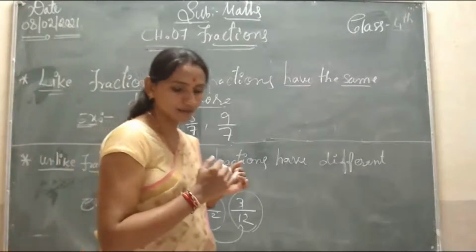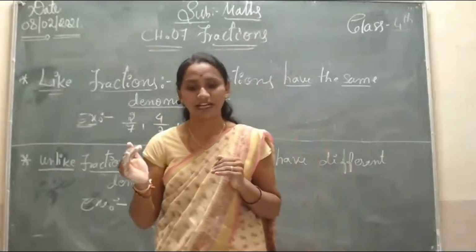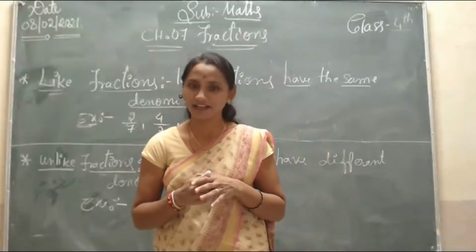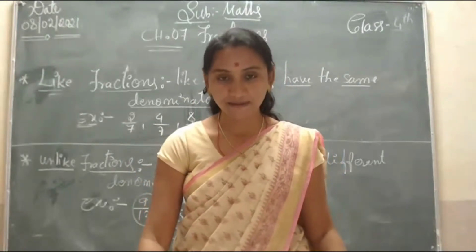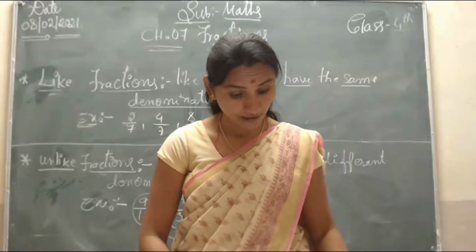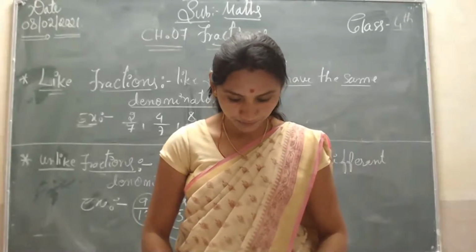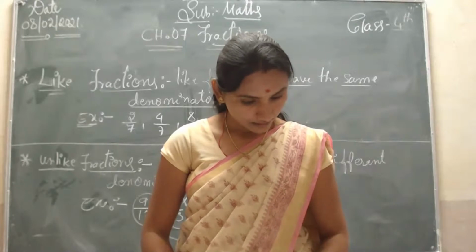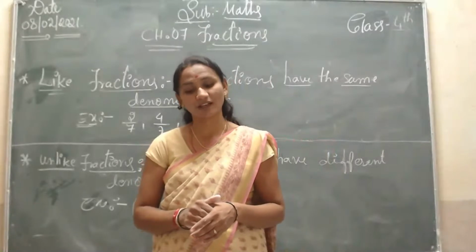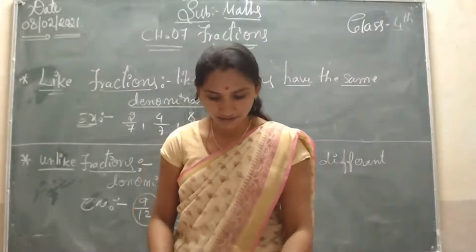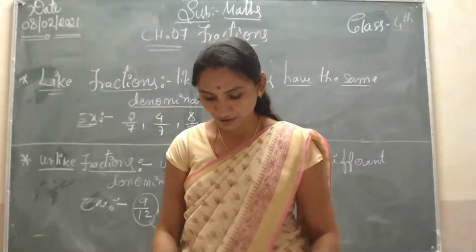Just the concept, students. In an easy way, the same denominator is like fractions, and different denominators is unlike fractions. Okay, in today's class I told you the definition of like and unlike. In the next class I will continue with the types: proper, improper, and mixed. I will take the next basic concept in the next class, and after this I will solve exercise 7B. Okay, so thank you.